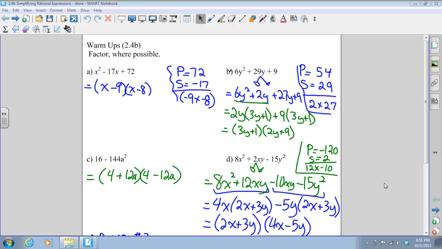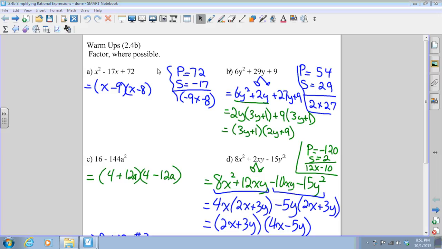Today we're going to take a look at simplifying rational expressions. Hopefully from last day's lesson or last day's work period you got a little bit more familiar with factoring. So let's take a look at this and try these warm-ups.